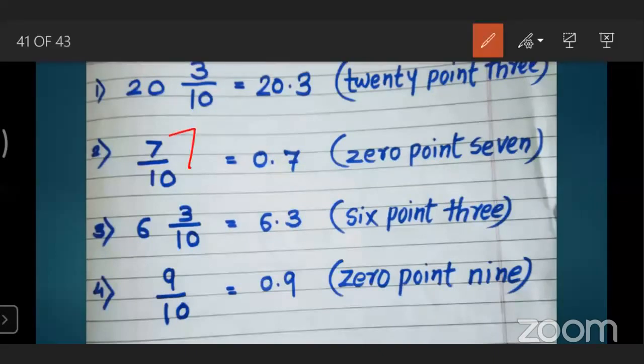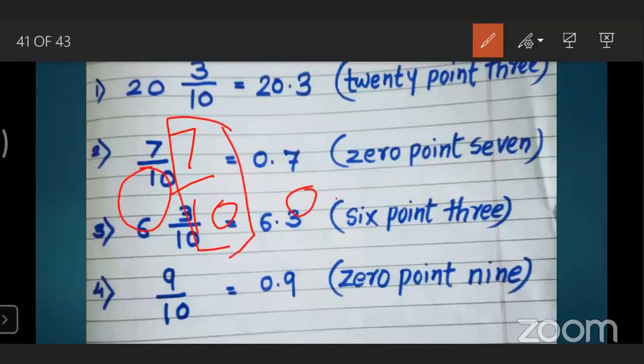7 upon 10. Okay, is it clear now? Here is no whole number, so we are putting 0. 7 upon 10 is the first decimal place after the point. So put a point and put a 7 over there. So 7 is a decimal number, 0.7. We read that 0.7. Okay. Let us see the next sum.